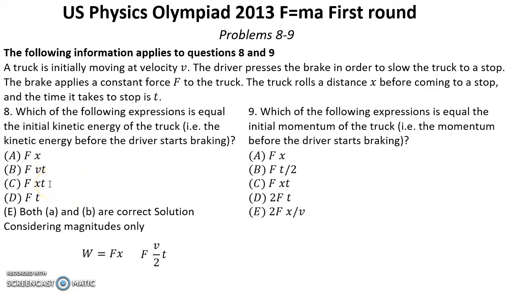Answer C has wrong dimensions, because here instead of distance we have distance multiplied by time, and the answer D again has a wrong dimension. That's a dimension for momentum. So it means that the correct answer is A.